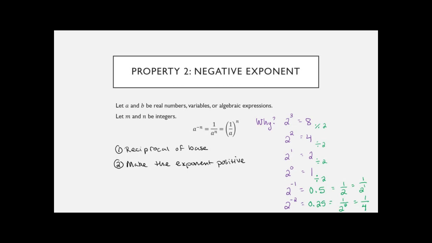So the negative exponent is basically indicating the opposite of a positive exponent. So let me write this. A positive exponent is basically repeated multiplication. And so then you can think of a negative exponent as repeated division.